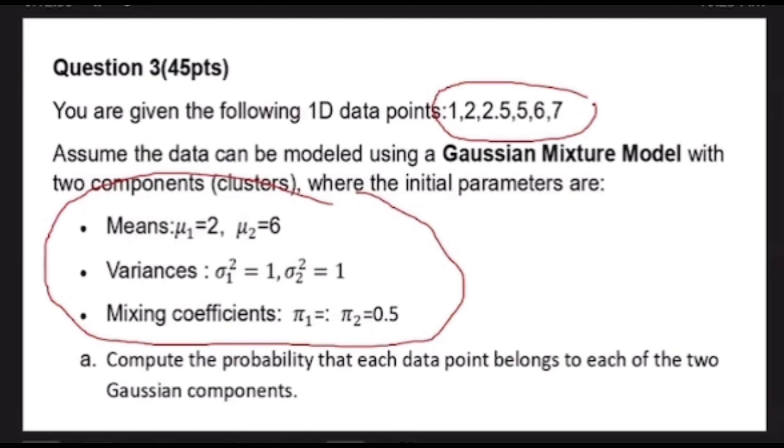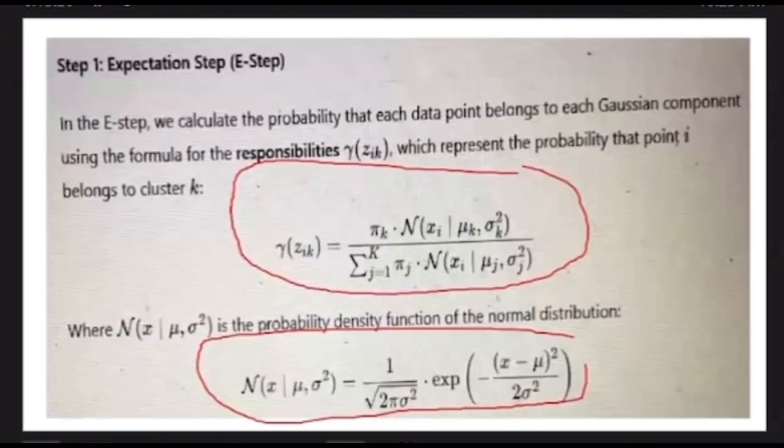Go ahead. Which one? Oh, 2.5. Okay. 1, 2, 2.5, 5, 6, 7. So which means there's no data point repeated. Thank you so much. Okay, now I want to start with the point x equal to 1.